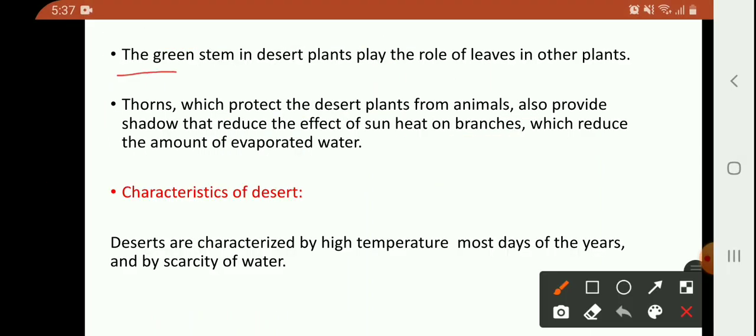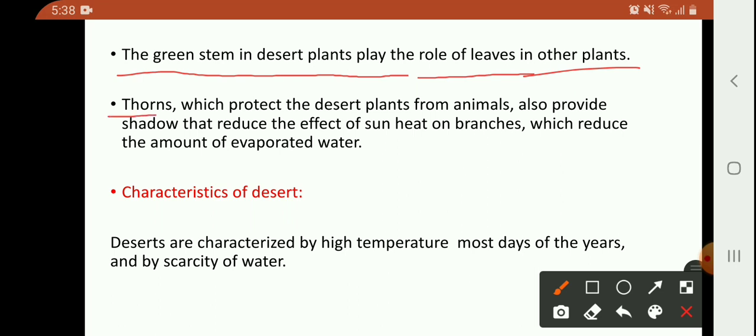The green stem in desert plants plays the role of leaves in other plants. The stem in desert plants plays the role of leaves, بيلعب دور leaves in other plants بالنباتات الباقية.